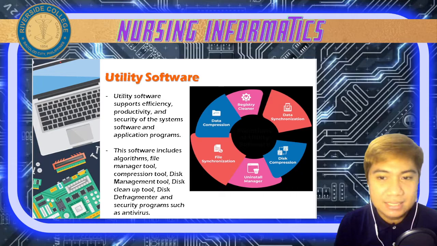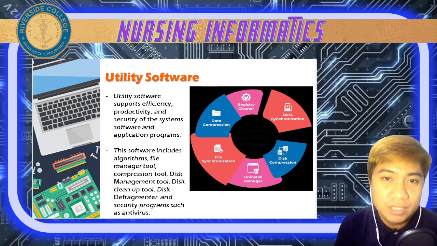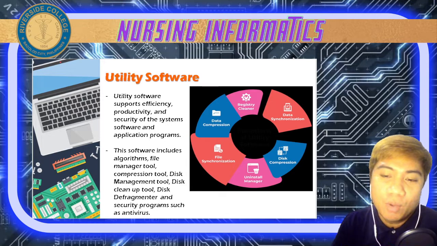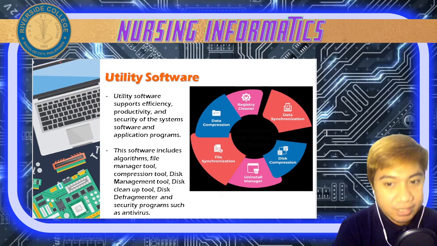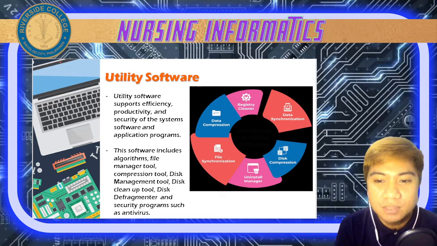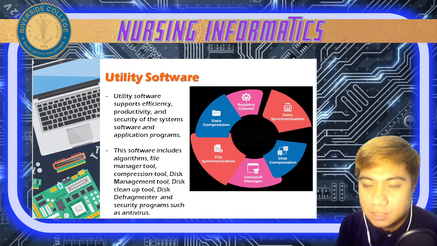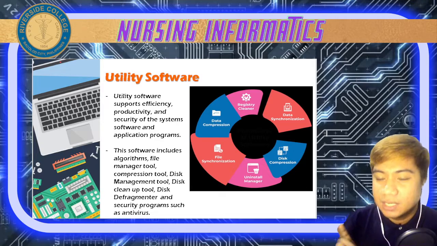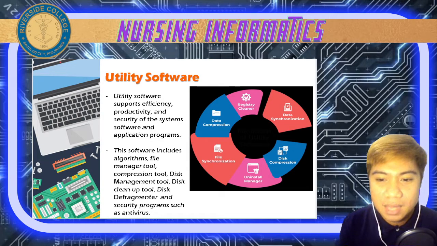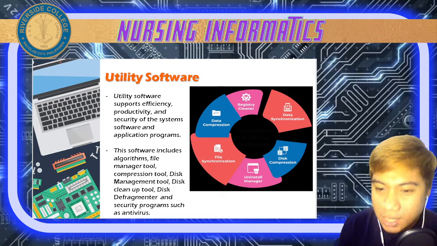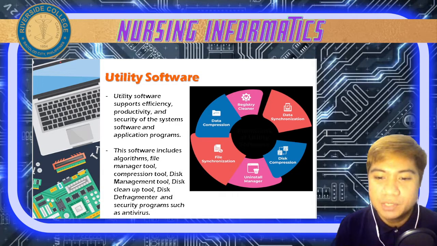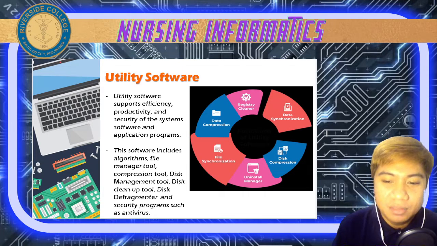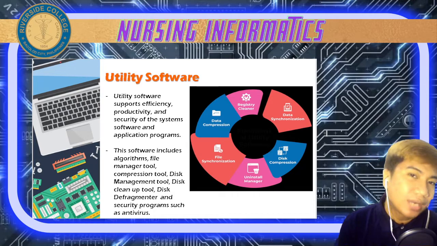Now, let's have the next type of software, which is your utility software. Utility software supports the efficiency, productivity, and security of your system software and the application programs. As you can see in the picture, this includes the following: your file manager tool, your compression tool, your disk management tool, your cleanup tool, your disk defragmenter, and your security programs such as your antivirus.